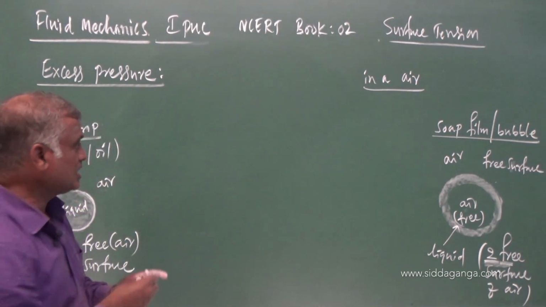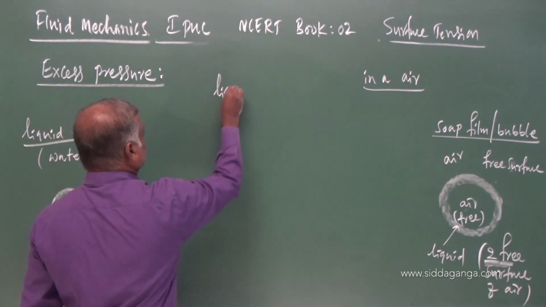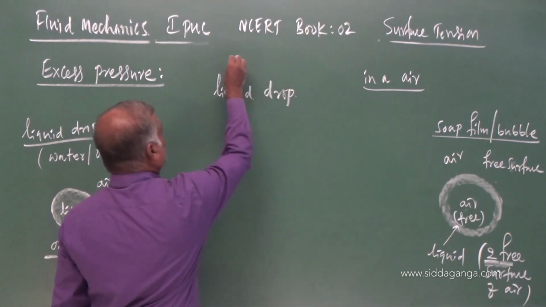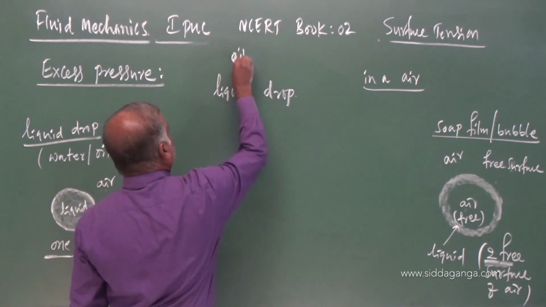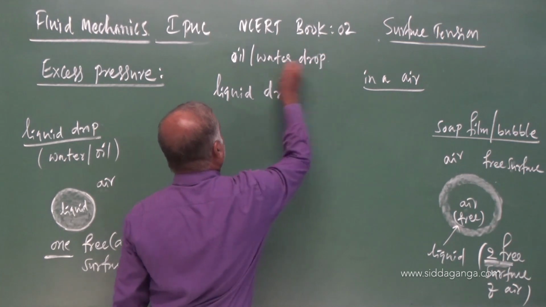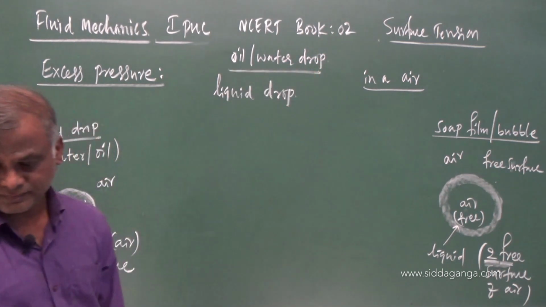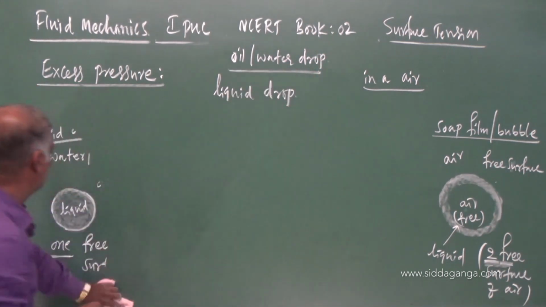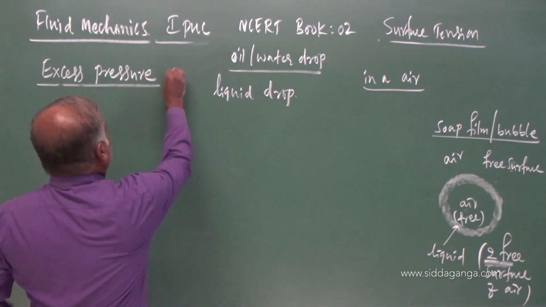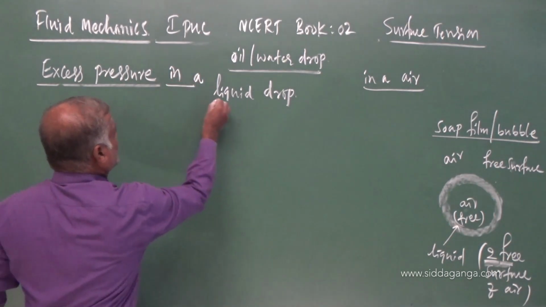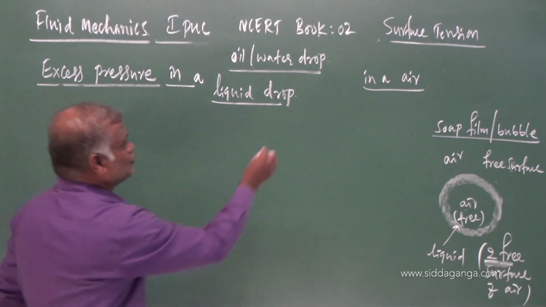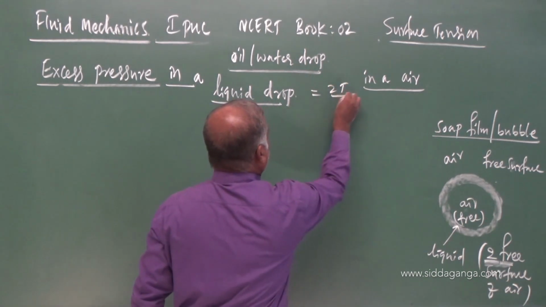let us assume that I have taken a liquid drop, or we say an oil or water drop, which is commonly given. Let us understand excess pressure in a liquid drop. And that we must show is equal to 2T by R.